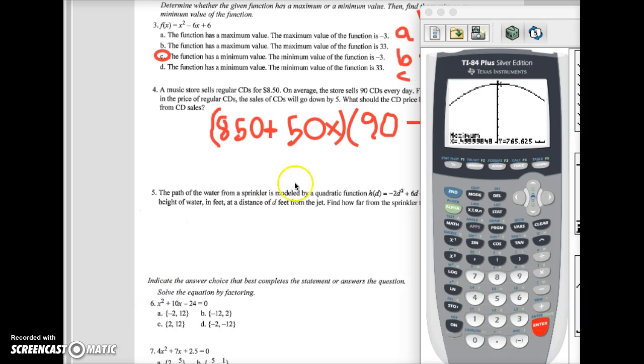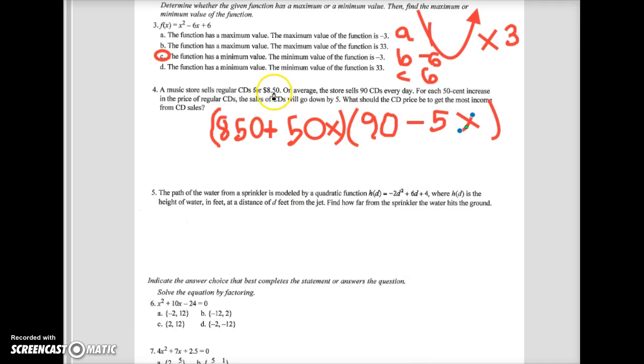Half of a 50-cent increase would be 25 cents. So we're going to increase the price over here from $8.50. We're going to increase it by 25 cents, which means that our final price is going to be 8.75. I'm sorry, my numbers just are ugly on here. But the final price, again, would be $8.75.